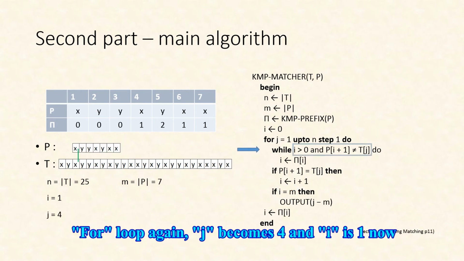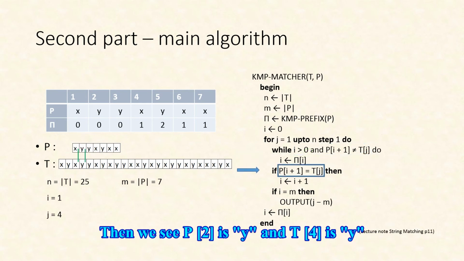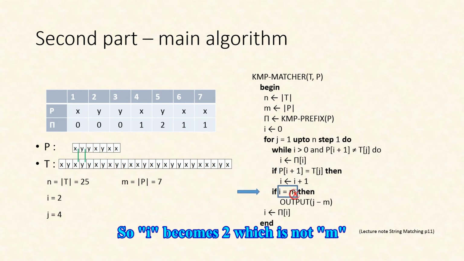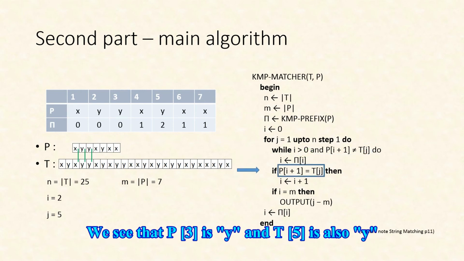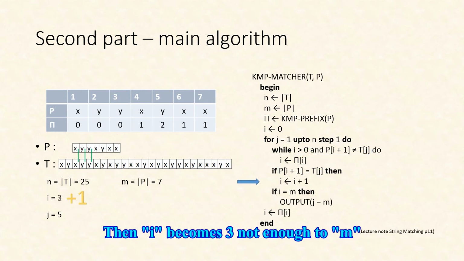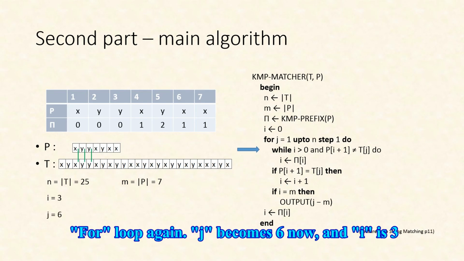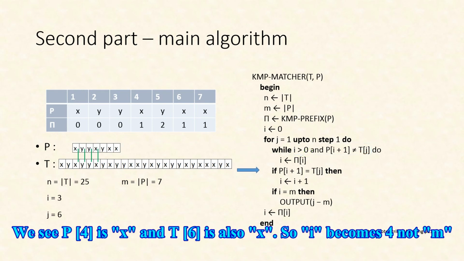For loop again. j becomes 4, and i is 1 now. Then we see p2 is y, and t4 is also y. So i becomes 2, which is not m. For loop again. j becomes 5 now, and i is 2. We see that p3 is y, and t5 is also y. Then i becomes 3, not m. For loop again. j becomes 6 now, and i is 3. We see p4 is x, and t6 is also x. So i becomes 4, not m.